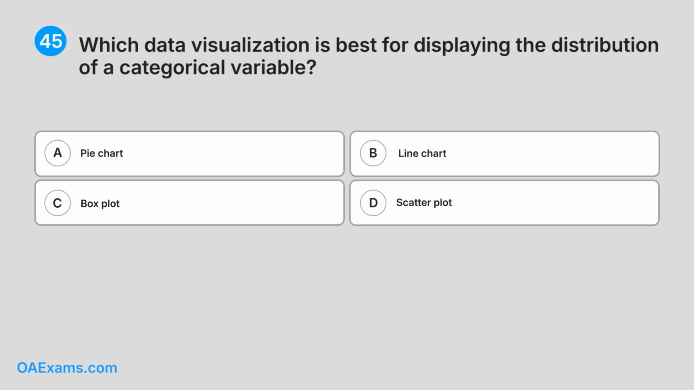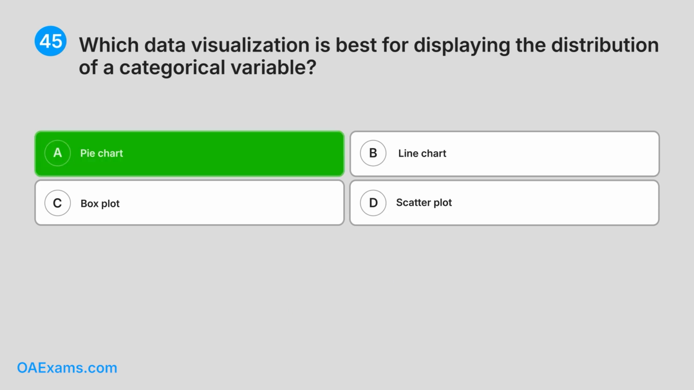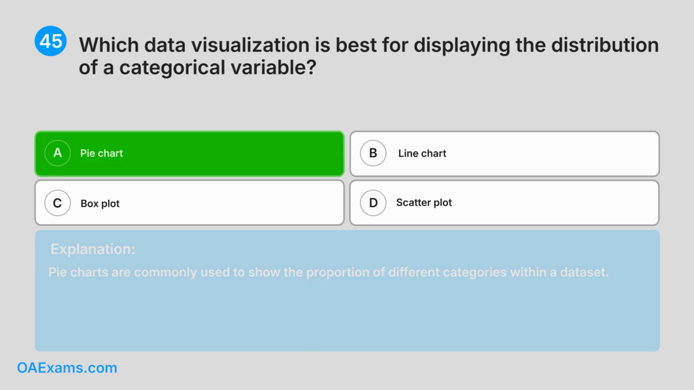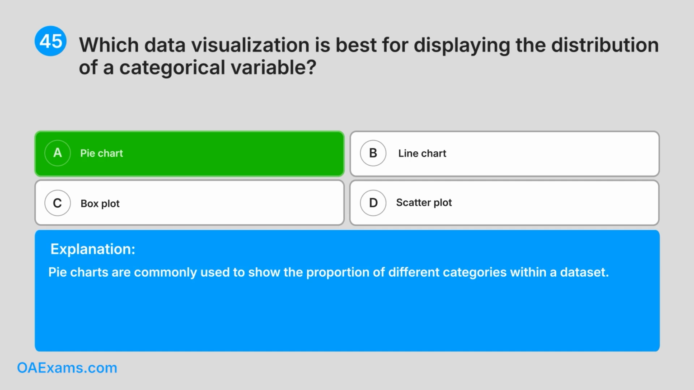45. Which data visualization is best for displaying the distribution of a categorical variable? A. Pie chart. B. Line chart. C. Box plot. D. Scatter plot. Do you know the answer? Correct answer, A. Pie chart. Explanation. Pie charts are commonly used to show the proportion of different categories within a dataset.